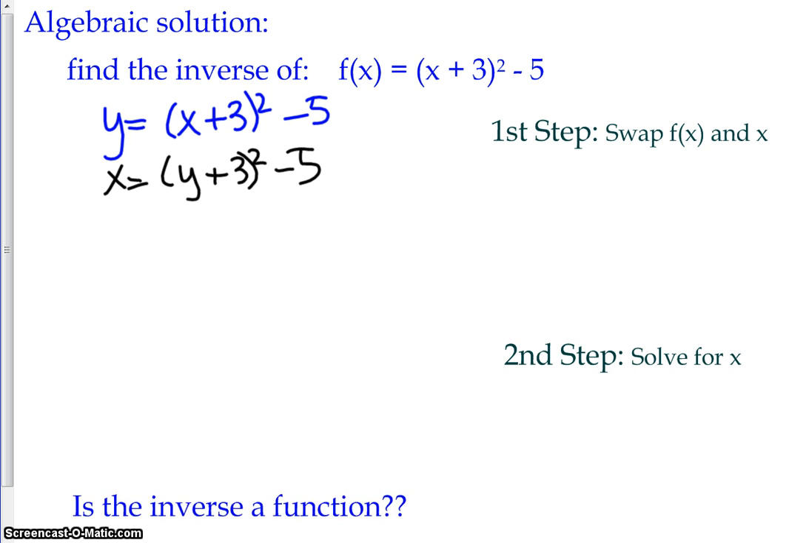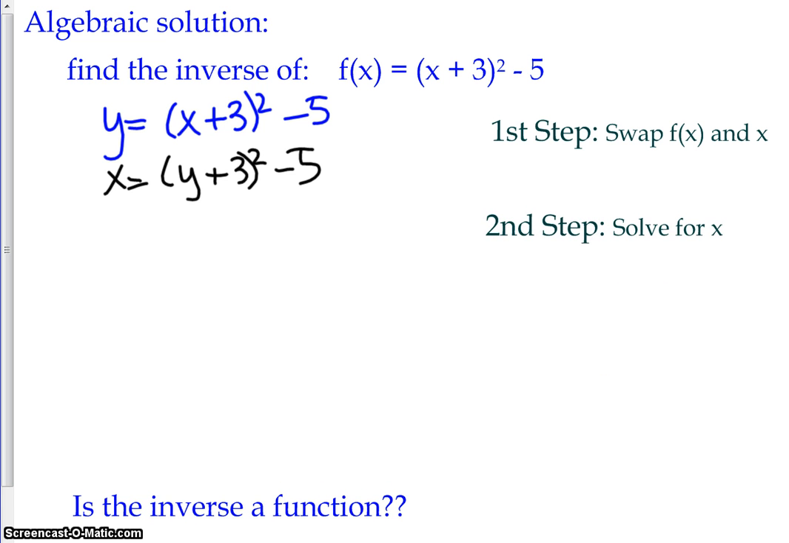The second step then is to solve for y. You want it y equals, so I want y all by itself. So what I'm going to do is I'm going to put kind of this part of the equation.